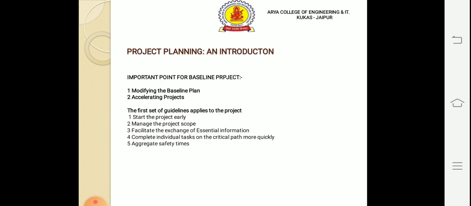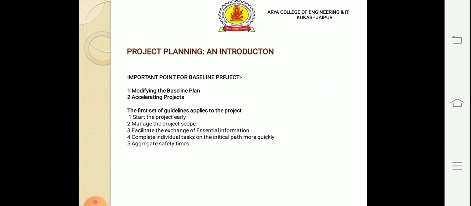Important points for the baseline project: first, modifying the baseline plan; second, accelerating projects. The first set of guidelines applies to the project. One, start the project early. Two, manage the project scope. Three, facilitate the exchange of essential information. Four, complete individual tasks on the critical path more quickly.